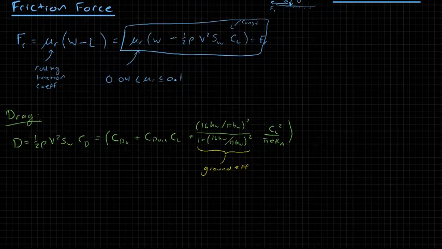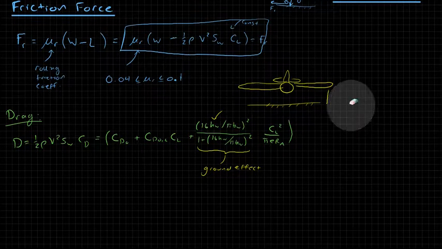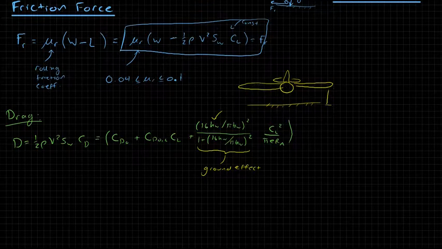And here, this h_W is the height of the wing above the ground. So let me just draw something real quick here. We have our aircraft. This is, again, not the prettiest picture. You get the idea. And here we have the ground. So this distance here is h_W. It's the height of the wing above the ground. And then, of course, b_W is the span of the wing.